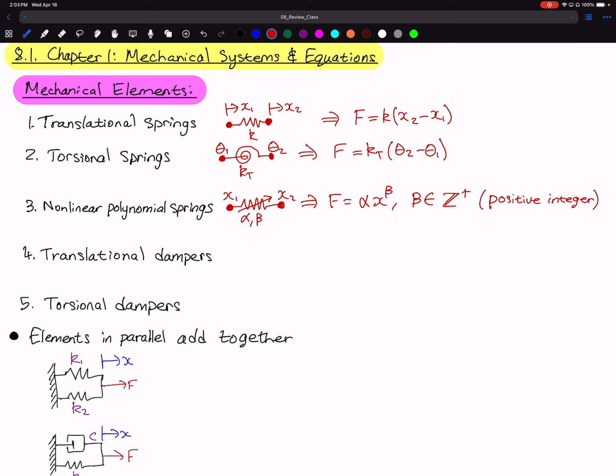You can also extend this idea to torsional springs. In that case, it would depend on thetas rather than x. Let me expand this. It will be alpha times the quantity x2 minus x1, this quantity raised to the beta. So it won't just be each individual displacement raised to the beta power, it's their difference, or the relative displacement across the spring, raised to that power.